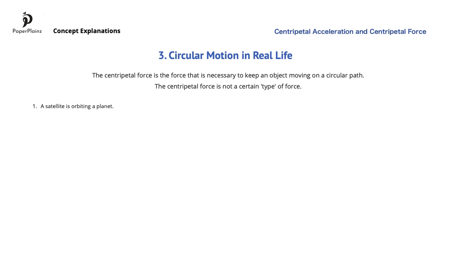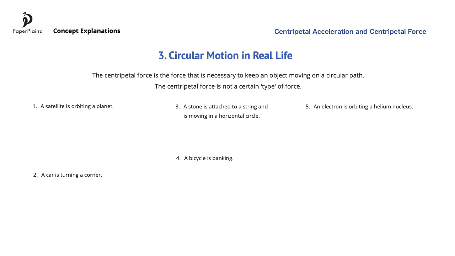A satellite orbiting a planet, a car turning a corner, a stone that is attached to a string and is made to move in a horizontal circle, a bicycle that is banking, an electron that is orbiting a helium nucleus, and finally a proton that is moving in a magnetic field. All these situations involve circular motion, so let's see what type of force is causing the circular motion in each case.